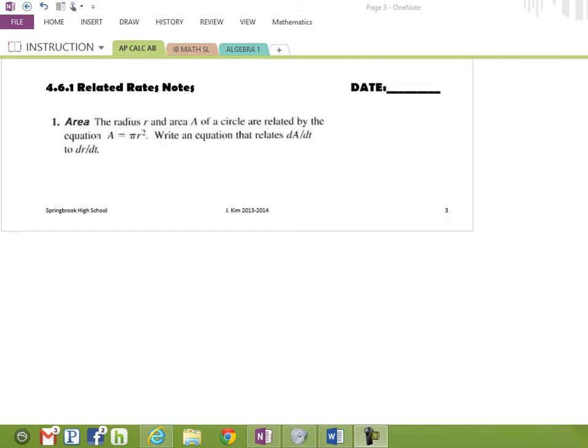So in your notes packet, 4.6.1, starting off, says the radius r and area A of a circle are related by the equation. Write the equation that relates dA/dt to dr/dt. It says a lot more words than you need it to say. Really, they're just asking you to find dA/dt. So, the variable with respect to is t. So we get that the derivative of A with respect to t is equal to 2 pi times r times dr/dt. And that actually is the answer.